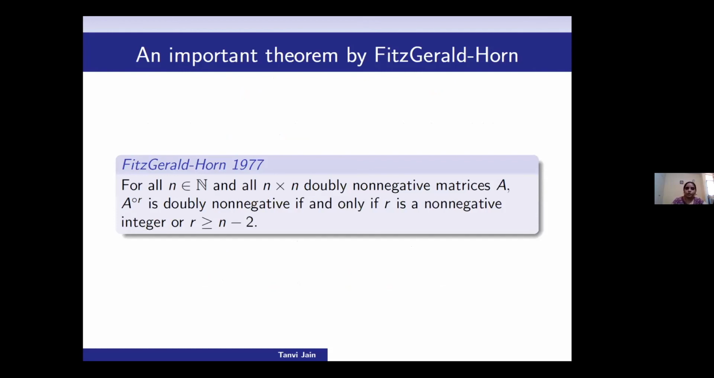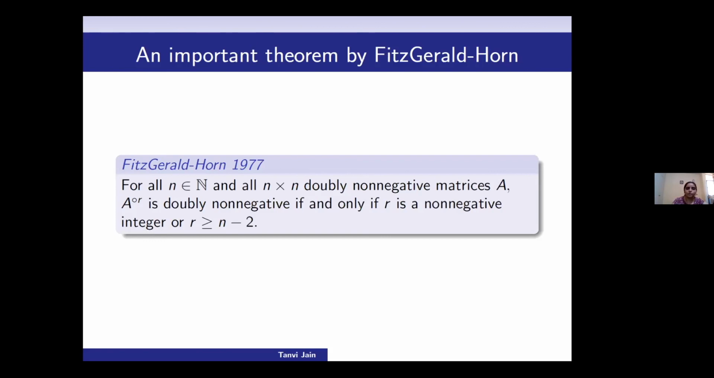For now, we're having the dimension fixed as n. So A power ○R will be positive semi-definite if and only if R is greater than or equal to n minus 2 or R is a non-negative integer. That comes by Schur's theorem. R greater than or equal to n minus 2. Now, if somebody is interested, you can look at their proof.